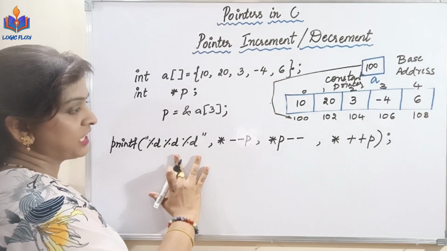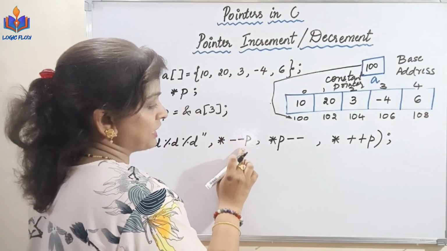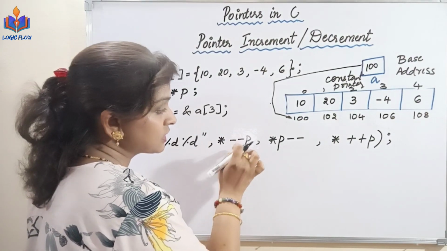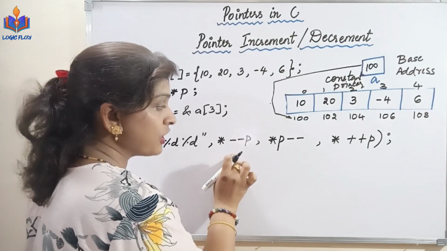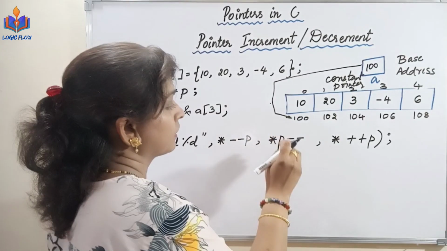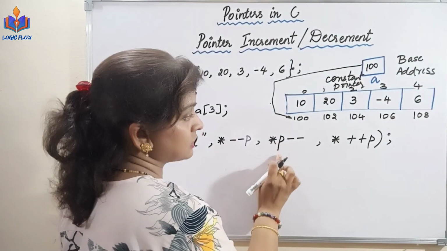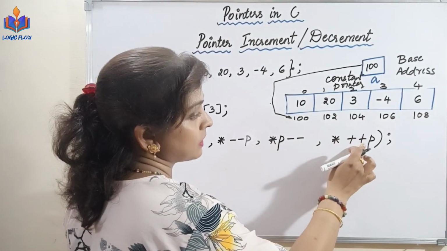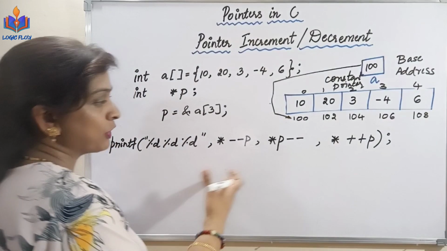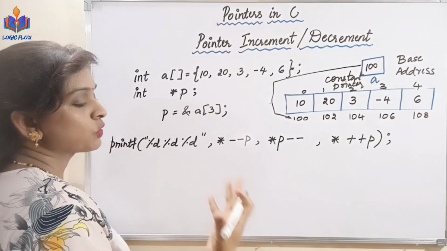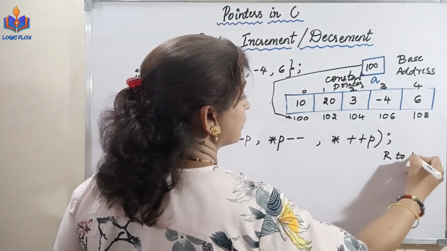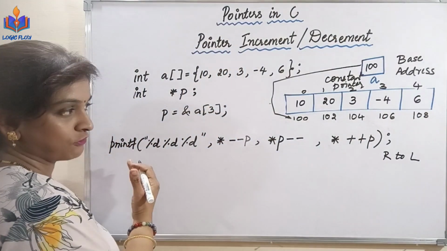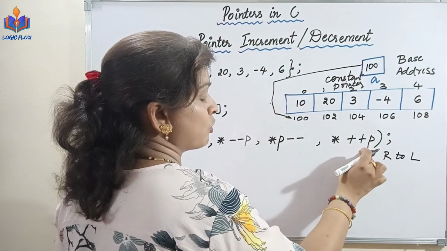Printf %d. I say minus minus p means it is prefix decrement. Asterisk minus minus p, prefix decrement. And this is postfix decrement. And this is prefix increment. So when you have statements like this, it is going to evaluate from right to left. So this one has to be evaluated first.